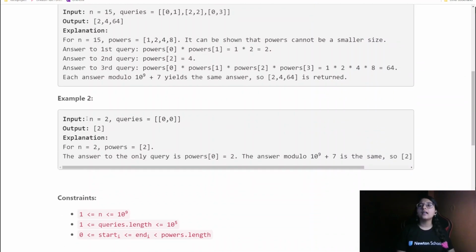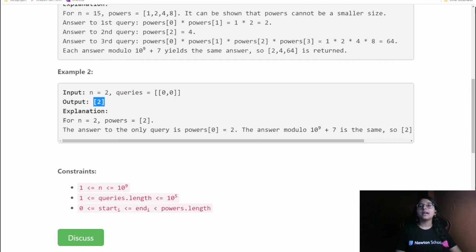Now comes this part, when the query is equal to this, the output will be 2. Now for n equals 2 and powers equal to 2, this is straightforward because here it is powers of 0 until powers of 0, right? Both of them are the same, so only powers of 0 would be considered. And when we go ahead with n equals to 2, it directly is for this power of 2 only.